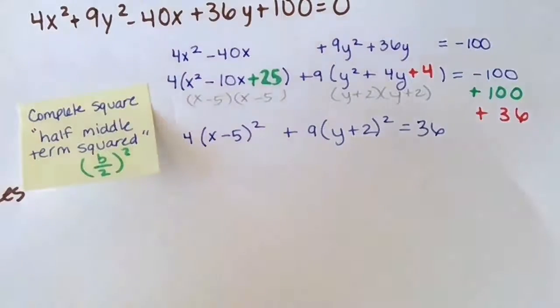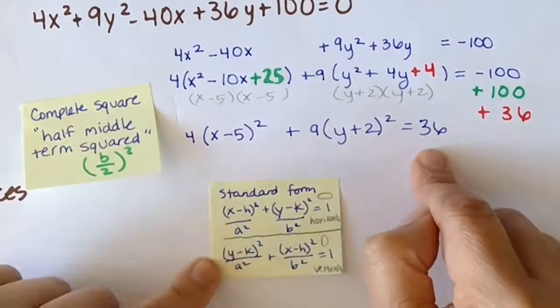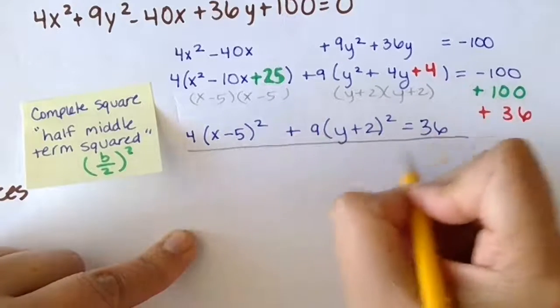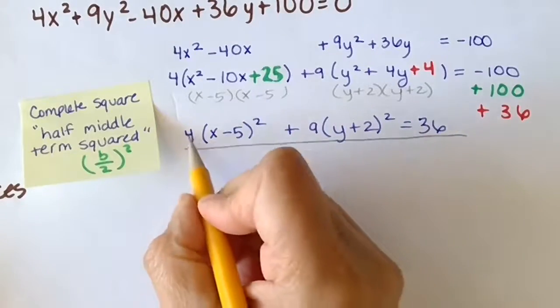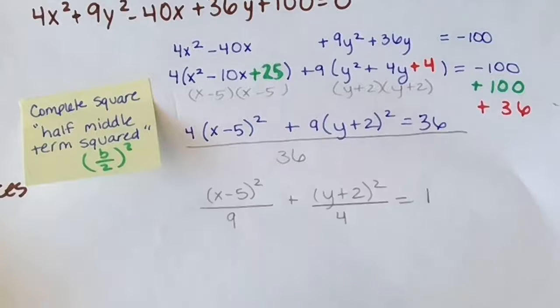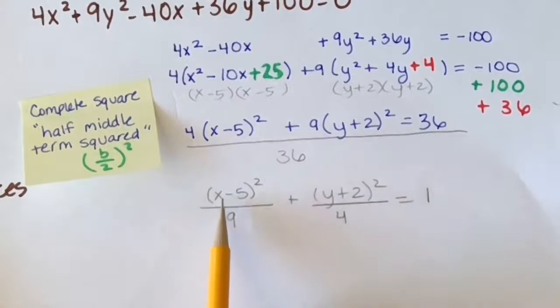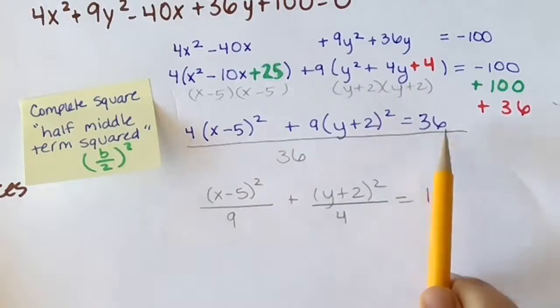All right, looks good. There's only one problem. When we're doing this, standard form says this has to equal 1. So how do I make this equal a 1? Yep, divide everything through by 36. And this will always work out. So we're going to divide by 36. 4 goes into 36 9 times, so x minus 5 squared over 9. 9 goes into 36 4 times, so y plus 2 squared over 4. 36 divided by 36 is 1. I'm happy because it's in standard form.